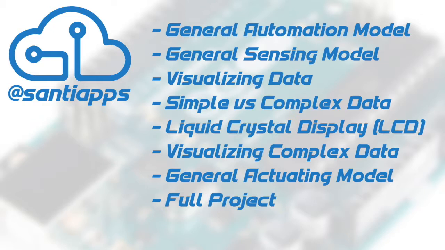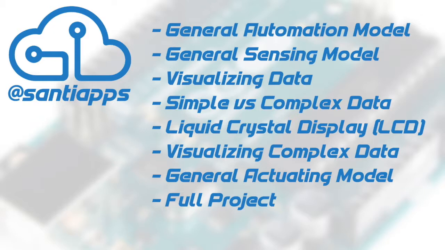So we're going to look at the General Automation Model, and we saw some of this in the intro videos. And we're going to be looking at its two halves, the General Sensing Model and the General Actuating Model. In this video, we're going to be looking at the sensing model and how to visualize data. We're going to look at simple versus complex data, and we're going to introduce the LCD.